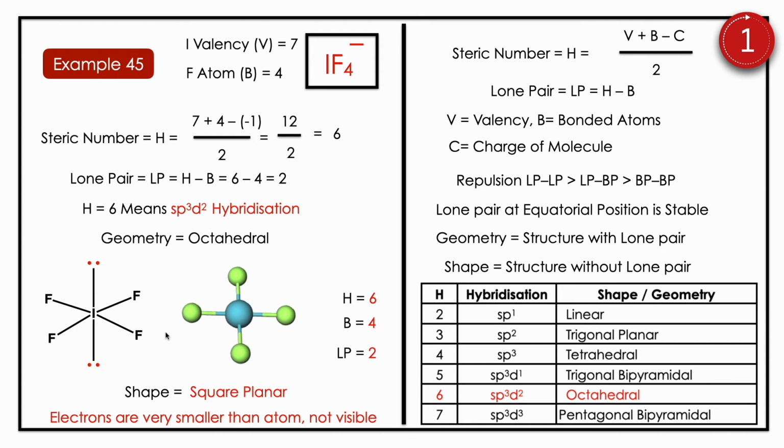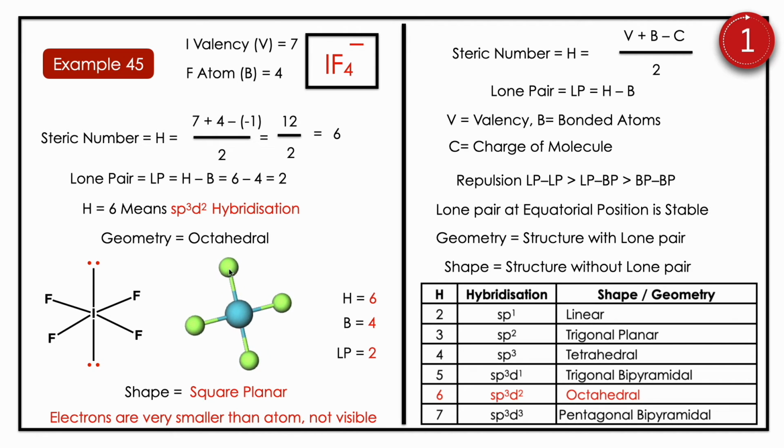Then example 45, IF4 minus. Here iodine is the central metal atom, valency is 7, fluorine atoms are 4. If you substitute in the formula, H equals (7 plus 4 minus of minus 1) by 2, which gives 12 by 2 equals 6. Lone pair will be H minus B, which is 6 minus 4 gives 2. H6 means sp3d2 hybridization, where geometry is octahedral.